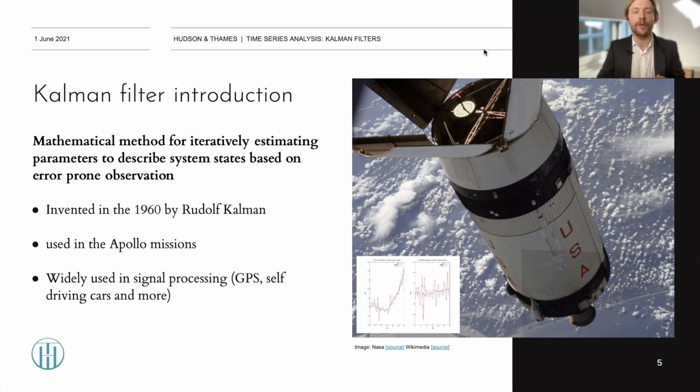Nowadays the Kalman filter is widely used in signal processing. We talked a little bit about precision measurement like GPS, but it can also be applied in self-driving cars and more. So here in this small chart you can see noisy measurements in red, and the blue line represents the filtered or smoothed out measurements.